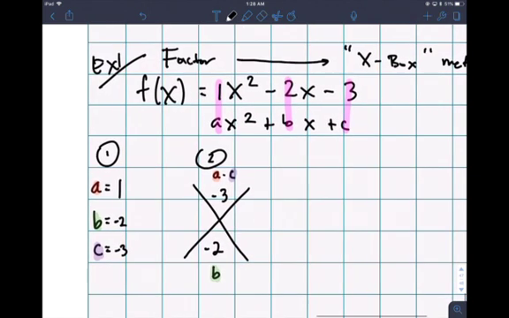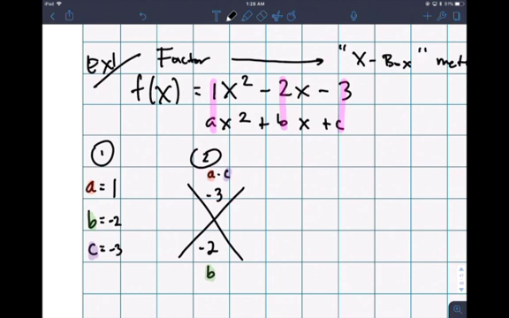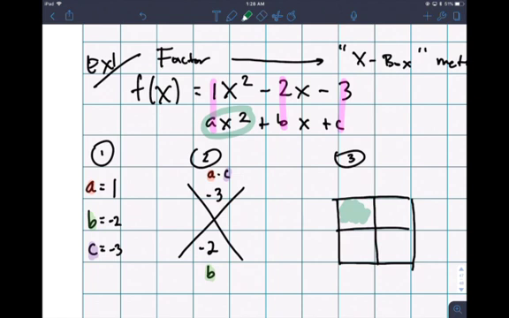Now I'm going to move on to step number 3. I'm not done with step number 2, but I can start setting up step number 3, and this is where the box comes from. This is the box part. This part of the box is always this part of the equation. So the ax squared always goes in there. In this case, it's 1x squared, always, always, always.